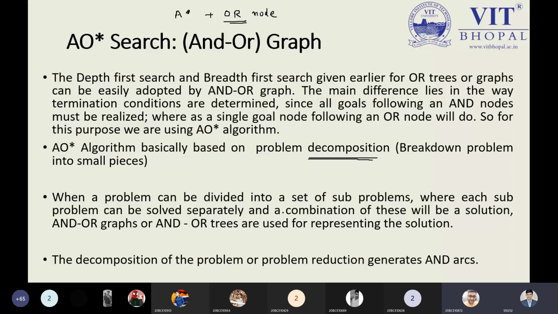AND-OR graph or AND-OR tree, we can say. Please keep in mind it is also known as AND-OR tree or AND-OR graph. So in the exam, do not have any confusion; I can ask the question based on the AND-OR tree. This is also similar to the AND-OR graph. It represents the solution, decomposition of the problem, or the problem reduction generated by the AND-OR. Okay, we will see this one.